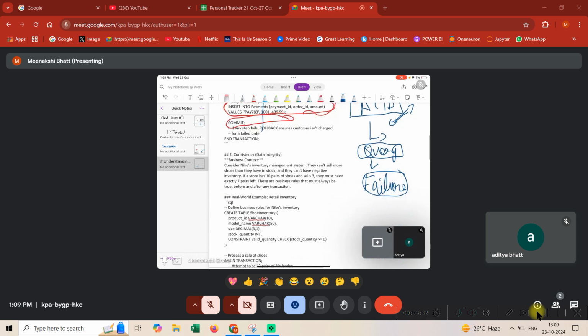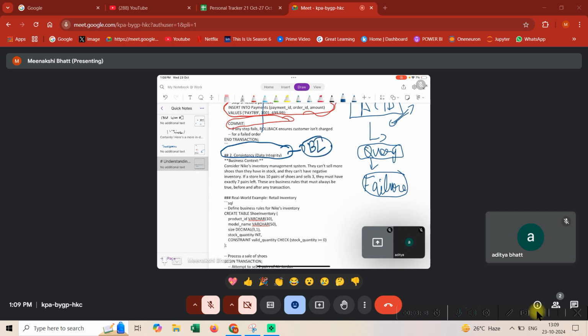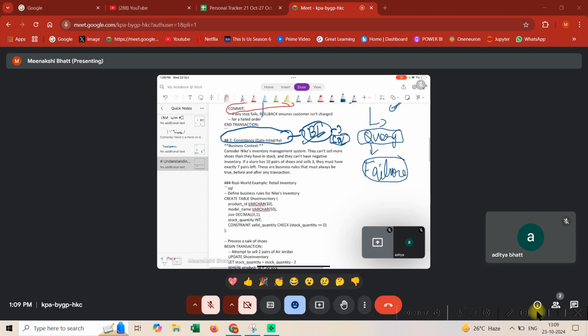Now the next thing is consistency, guys. Consistency is very important: whatever business logic you have, it always needs to be enforced on your SQL layer as well. You can't bypass it or run any sort of query which surpasses the business logic. So here I have given the example of Nike's inventory system. Nike would always keep an inventory of the shoes or anything whatever it sells.